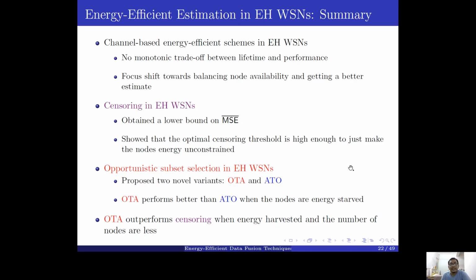They differed in their consideration of the battery energies before the nodes were ordered. We found that OTA, in which the nodes are ordered irrespective of their battery energy status, outperforms ATO, in which the nodes are ordered after taking their battery energy into consideration, when the nodes are energy starved. Furthermore, we also found that OTA outperforms censoring when the energy harvested is less and the number of nodes is small.